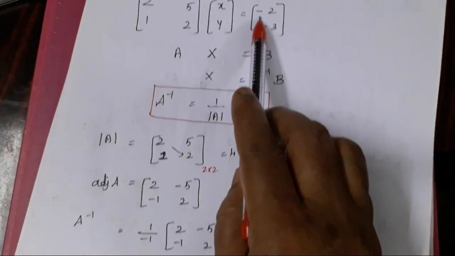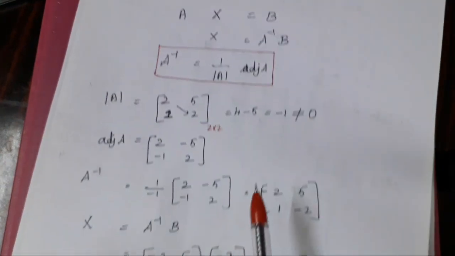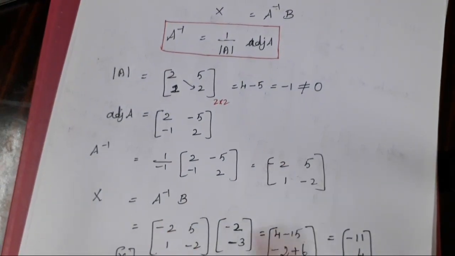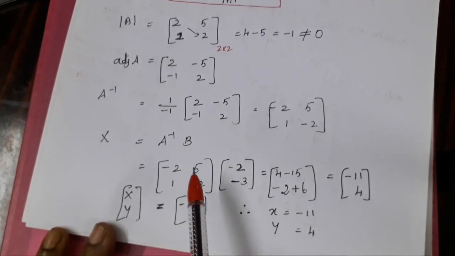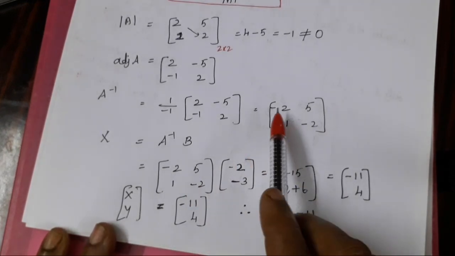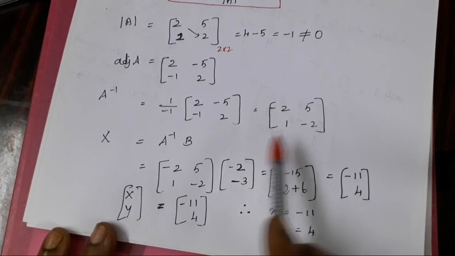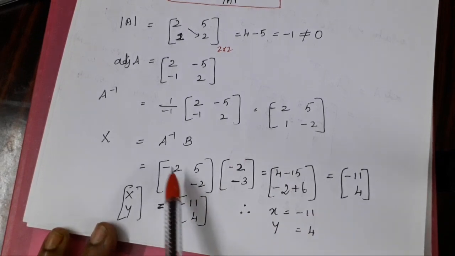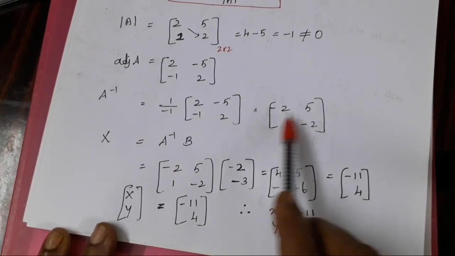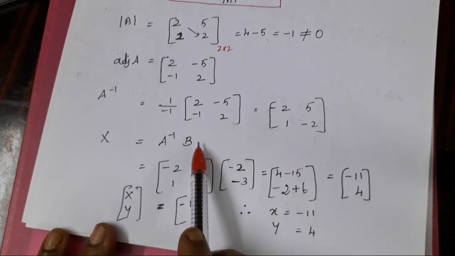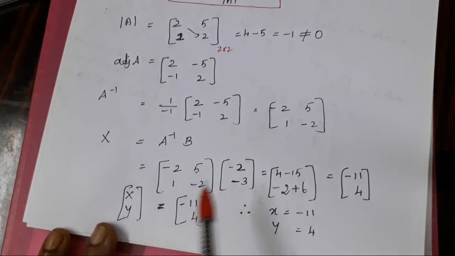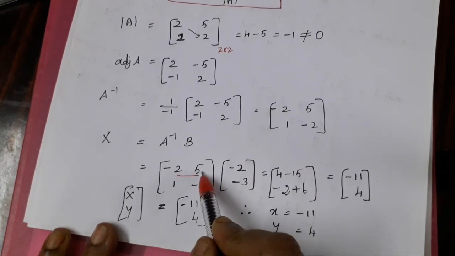What is your B? B is [minus 2; minus 3]. You substitute now. X is equal to A inverse of B. A inverse is [minus 2, 5; 1, minus 2] into B. B is nothing but [minus 2; 3]. Now we do the ordinary matrix multiplication.